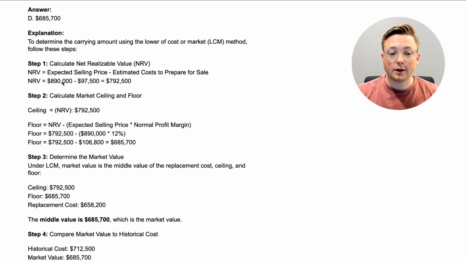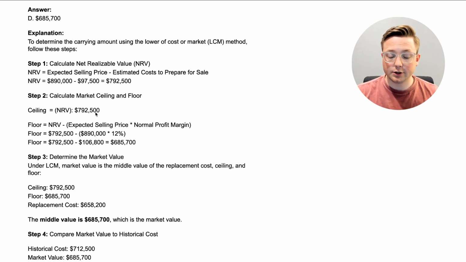So the net realizable value is $890,000, which was the selling price, less the $97,500 that was expected to be spent to be able to get it ready to be sold. So that's $792,500. That is the net realizable value. Now that we know that, we can go to step 2. We already know the ceiling because that is the net realizable value.